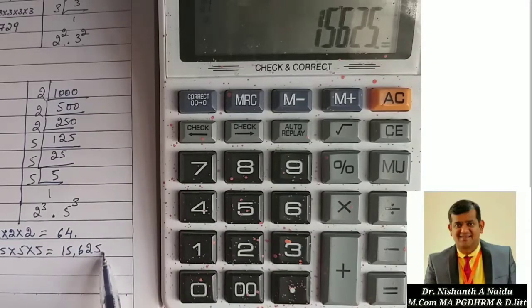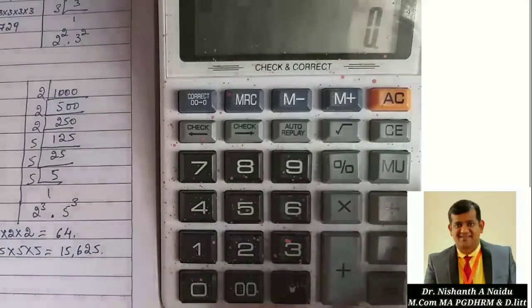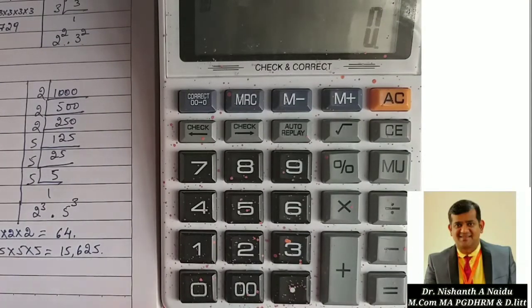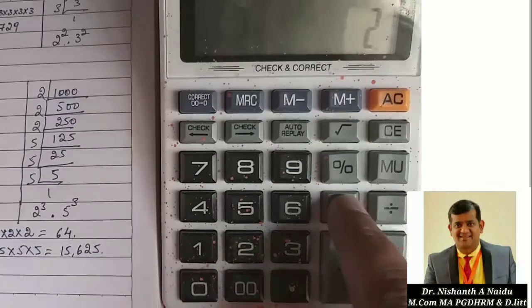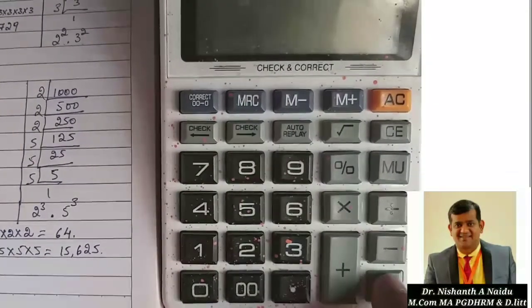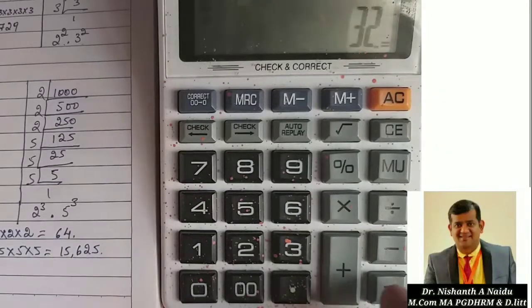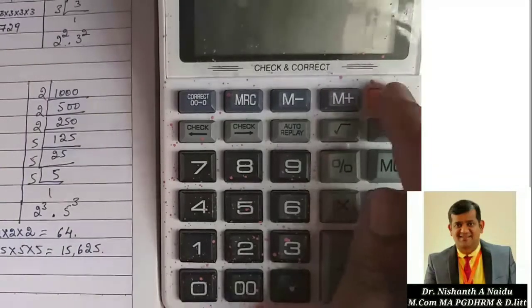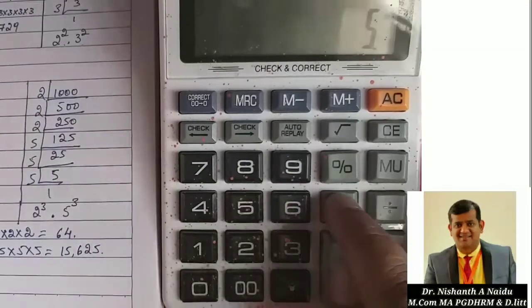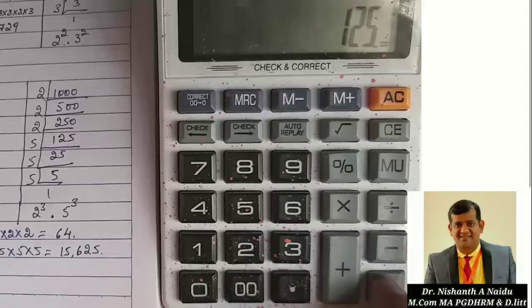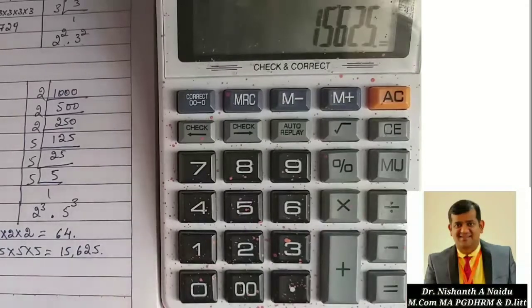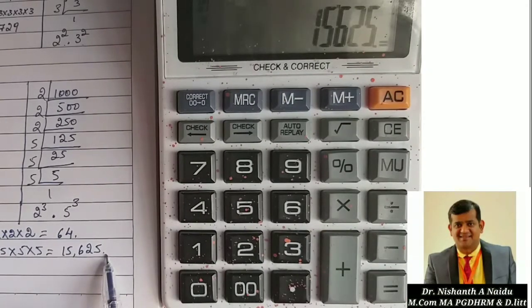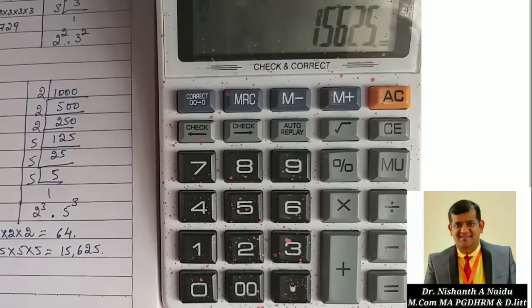15,625. I'm repeating again so that you have clarity while using the calculator. 2, how many times? 6 times. So 2, 1, 2, 3, 4, 5, 6. You got 64. The same way with 5, you have to use the calculator: 5, 1, 2, 3, 4, 5 and 6. 15,625. So I believe you understood how to use the calculator while calculating indices.